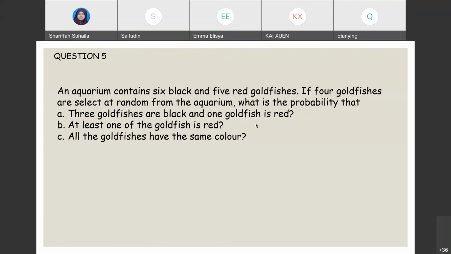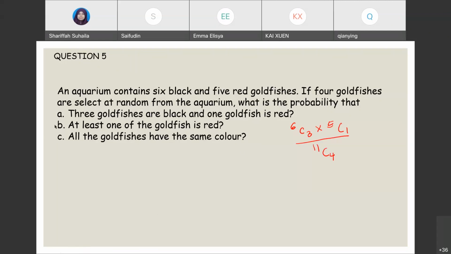So it's just direct. So we just have here, you have 6 choose 3 and then the balance 5 choose another 1. So divide by 11 choose 4. Okay, so we get the answer 0.3030.